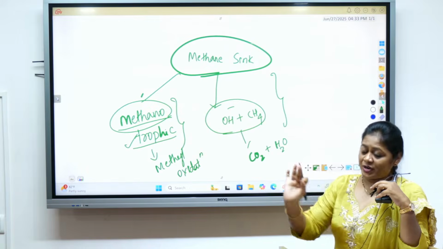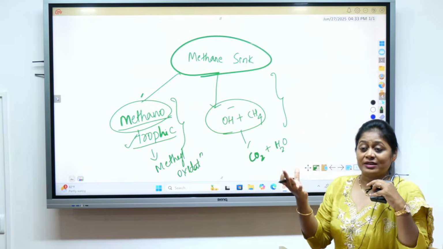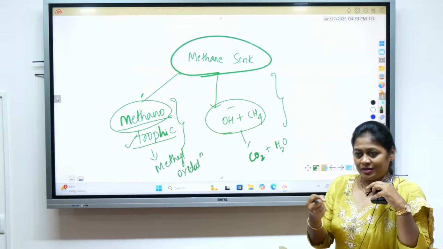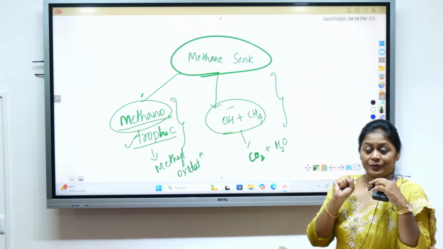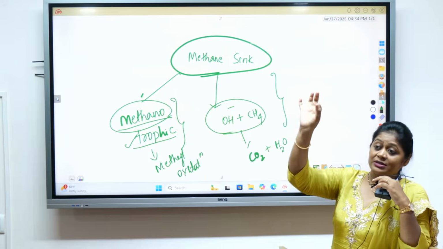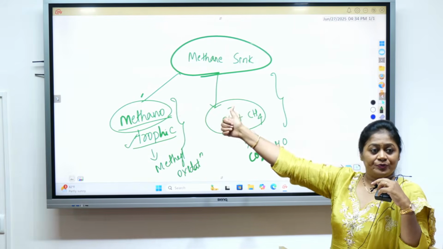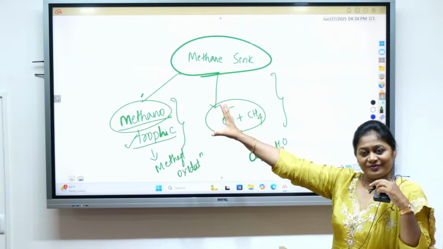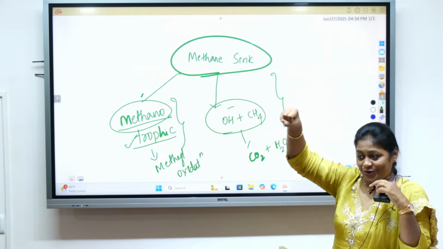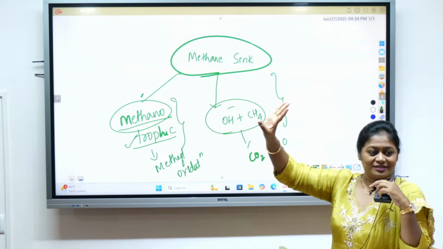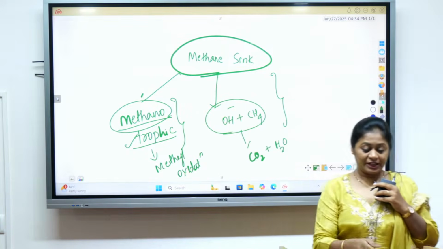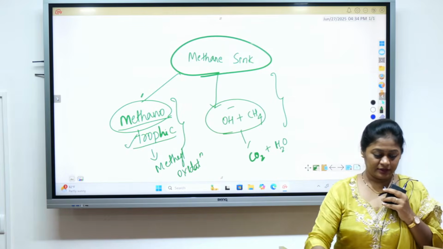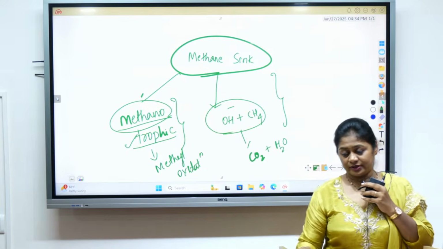Understood? If temperature does not rise, it will act as a methane sink. These H2O molecules will lock this methane. In case there is an increase in temperature, it will lead to melting of clathrates. Anyway, let's get to the next cycle, that is the phosphorus cycle.